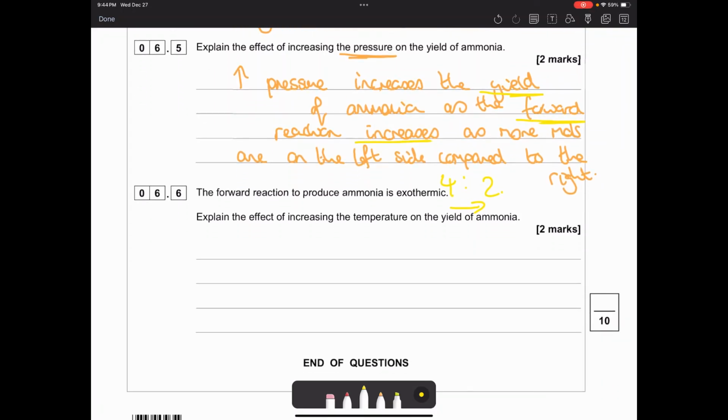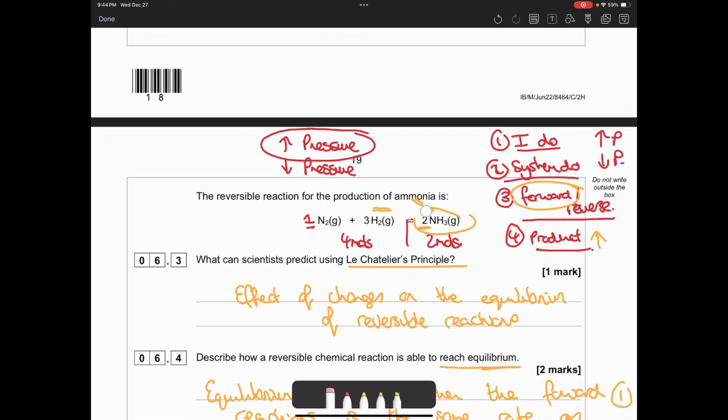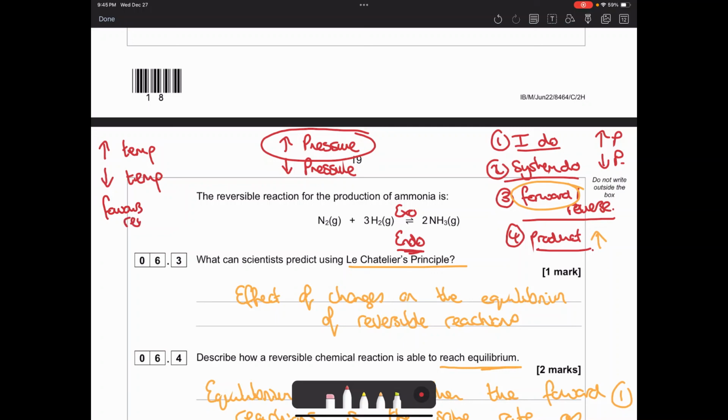The reaction to produce ammonia is exothermic. Explain the effect of increasing the temperature on the yield of ammonia. Okay, so if I go back to my equation, you've been told this time the forward reaction is exothermic. Okay, remember exothermic releases heat, so therefore the reverse reaction must be endothermic. If I am coming along and I'm going to increase the temperature, the system will try and decrease the temperature. Which one would that favour, the exo or the endo? Well, endothermic, so it will favour the reverse reaction because that would bring down the temperature. Favours the reverse. So the reverse reaction would be happening faster. So what's that going to do to my ammonia, which would decrease my yield?